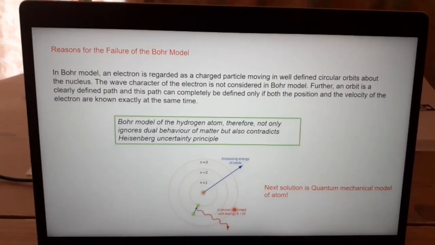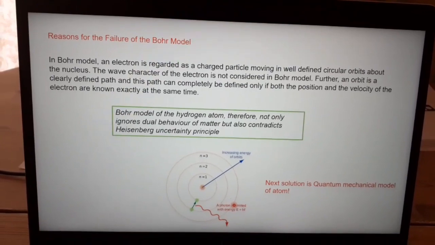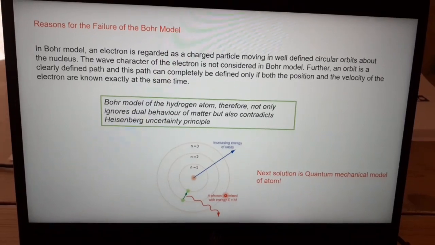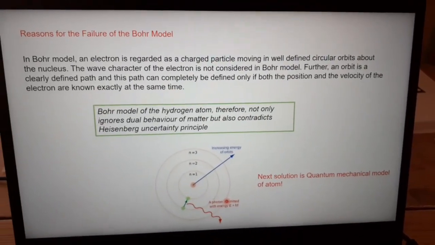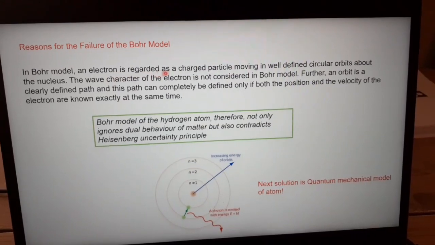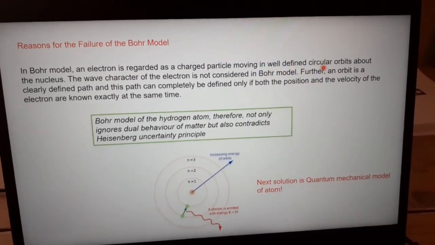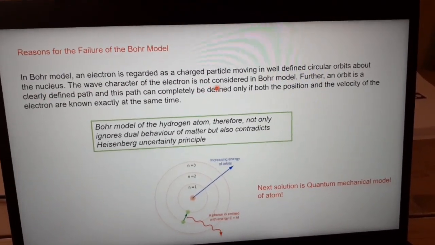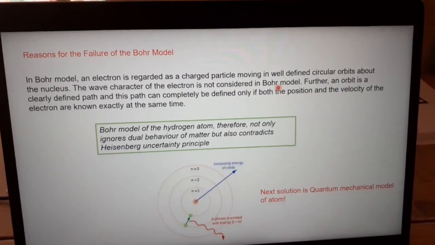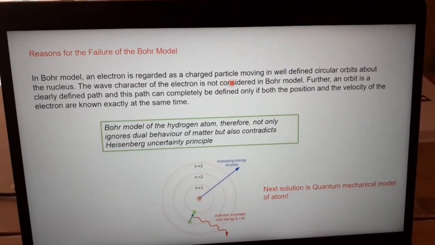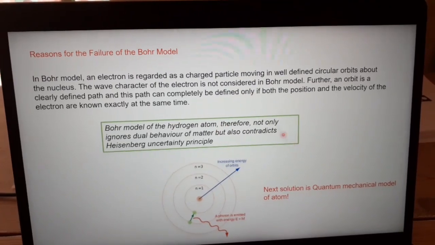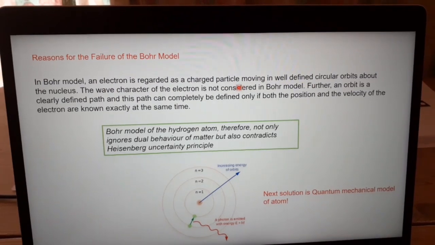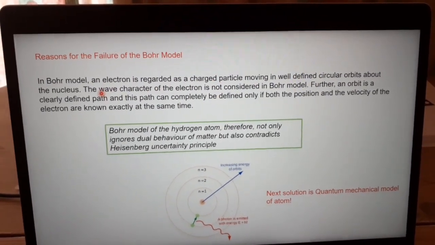Well, next in this slide, it talks about the reasons for the failure of Bohr's model. In Bohr's model, an electron is only considered as a particle. Remember, the electron is only considered as a particle moving in a well-defined circular orbit about the nucleus. The wave character of the electron is not considered in the Bohr model. Both wave and particle character are considered in the quantum mechanical aspect, which is missing in Bohr's model. Bohr's model only considered the particle behavior, but quantum mechanics gives particle as well as wave behavior.